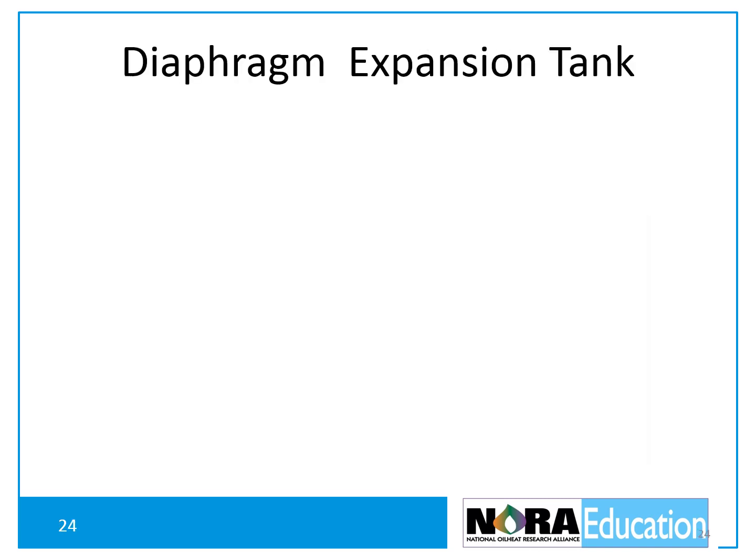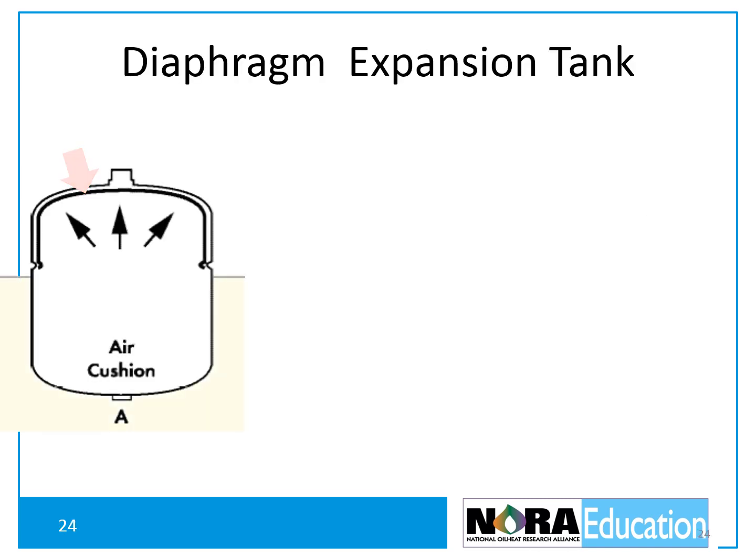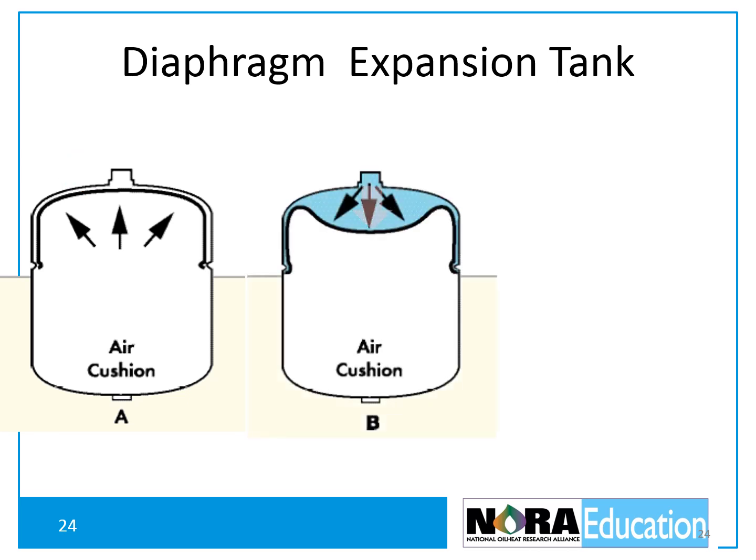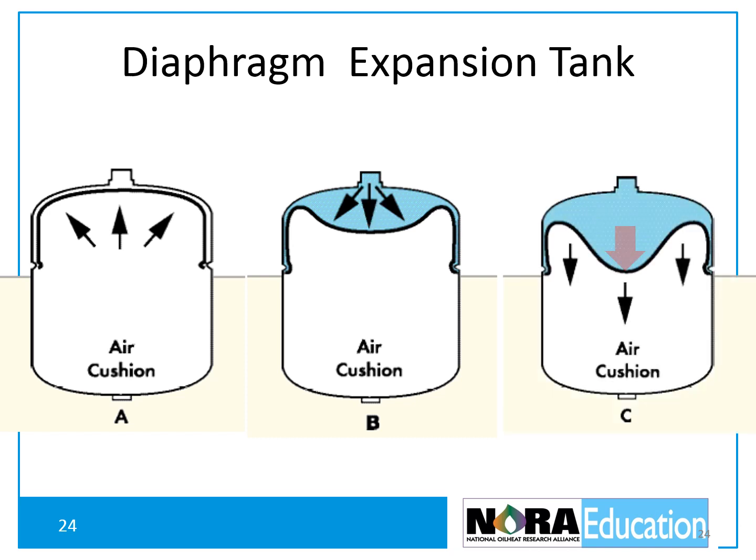Diaphragm tanks have an internal rubber diaphragm that separates the system water from compressed air. Before being installed on the system, the diaphragm is fully expanded and flush with the inside wall of the tank at the system tapping. Once the tank is installed, the system water pushes against the diaphragm. As the system heats up, the expanded water forces its way into the tank. As the water cools, the air pressure forces it back out of the tank.